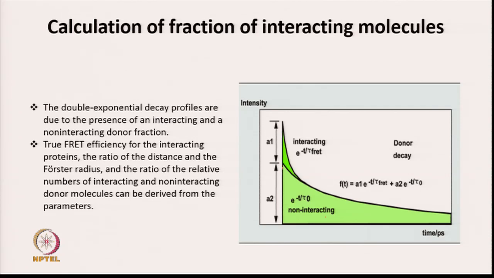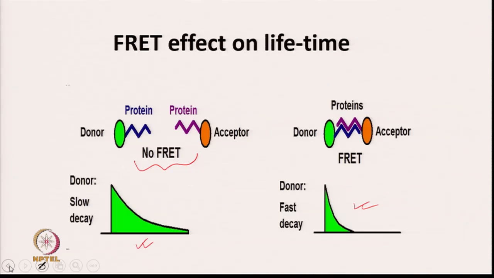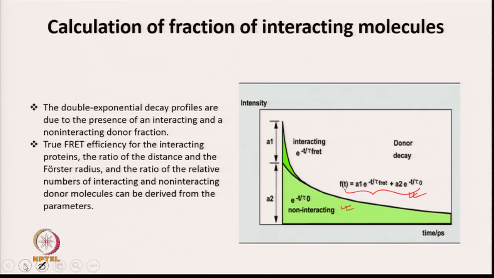Suppose there is a donor. When it is not interacting, this is your decay profile, and you can see this is a slow decay. But if they are interacting, then this donor undergoes a fast decay. So, the double exponential decay profile is due to the presence of an interacting and a non-interacting donor fraction. The donor which is interacting has this profile, and the donor which is not interacting has this profile.